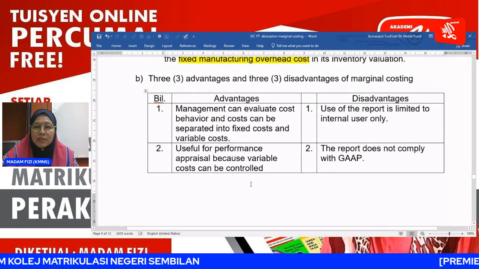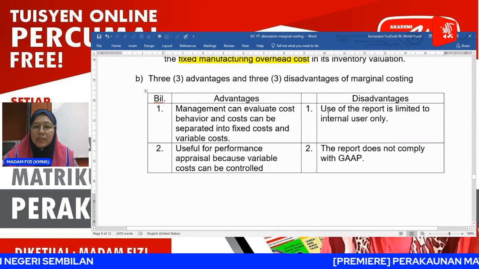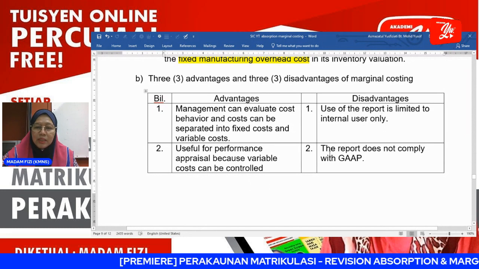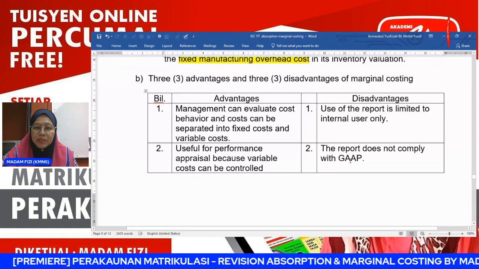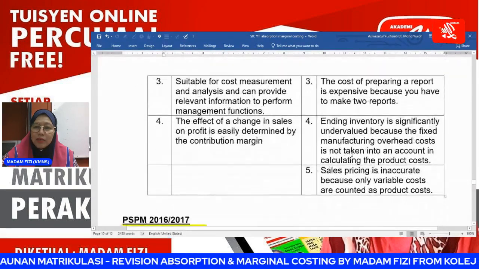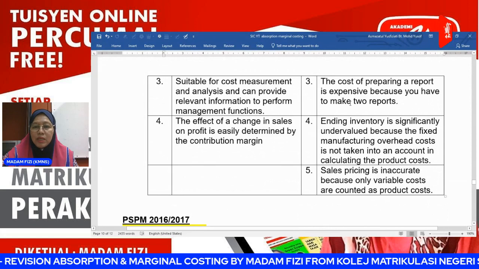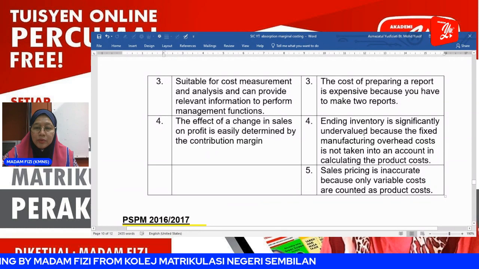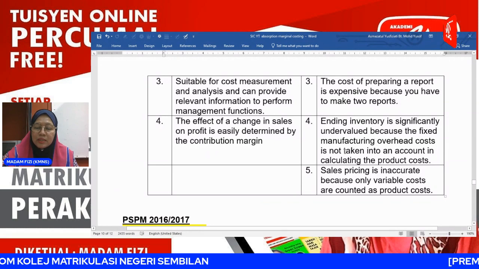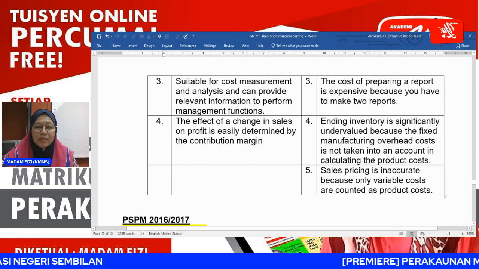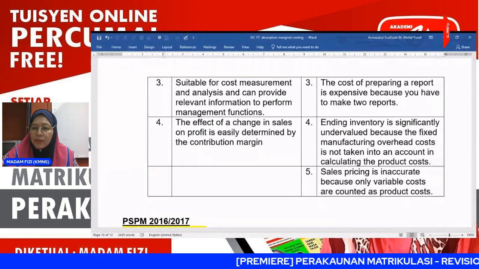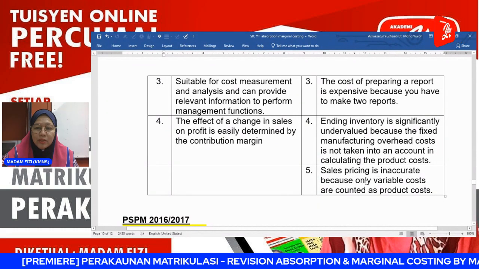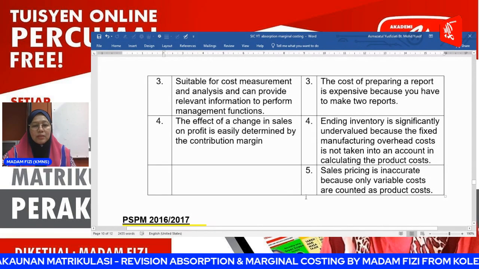While the disadvantages of marginal costing, okay, firstly, use of the report is limited to internal user only. Secondly, the report does not comply with GAAP. Thirdly, the cost of preparing a report is expensive because you have to make 2 reports. Fourthly, ending inventory is significantly undervalued because the fixed manufacturing overhead cost is not taken into an account in calculating the product cost. Okay, and fifthly, sales pricing is inaccurate because only variable costs are counted as product costs.